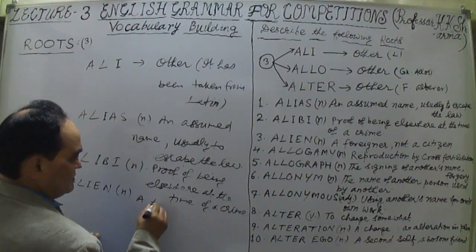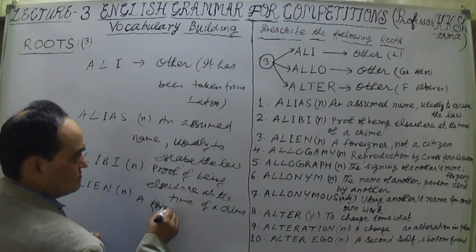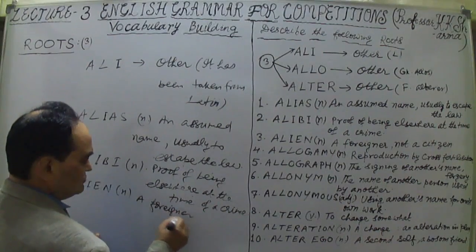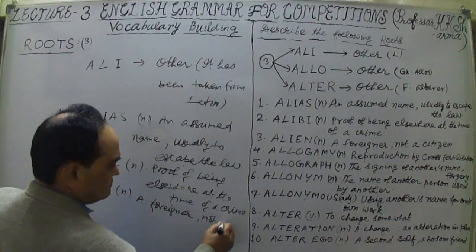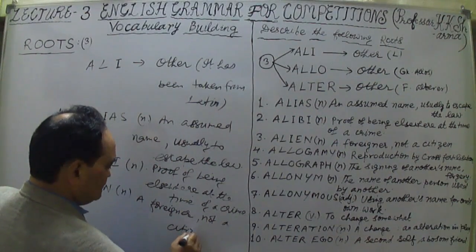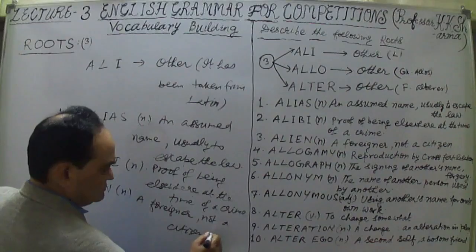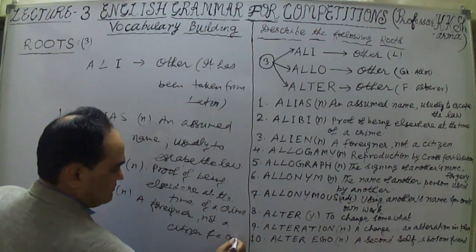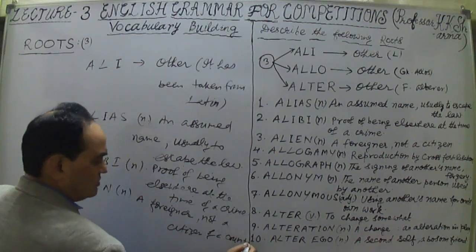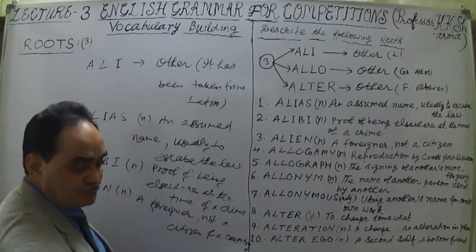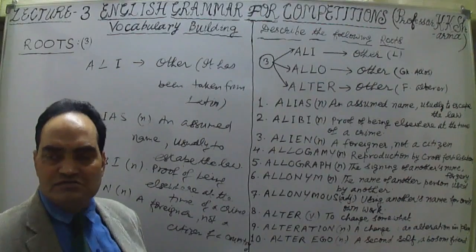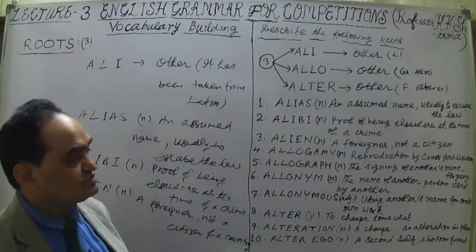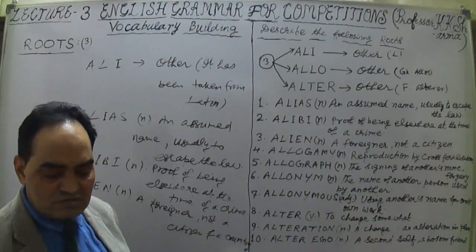Alien. A number of movies are made upon this alien. This is a foreigner, not a citizen of a particular country. Any person who is not of that country is an alien to that country. A number of films are made upon aliens which are present in the globe.